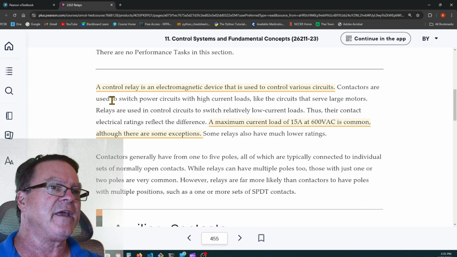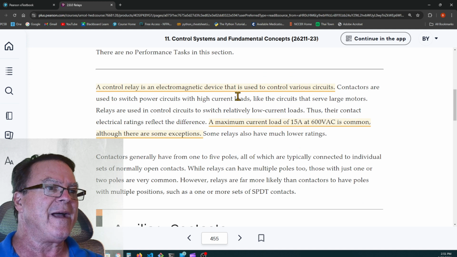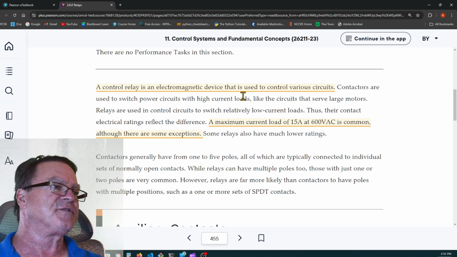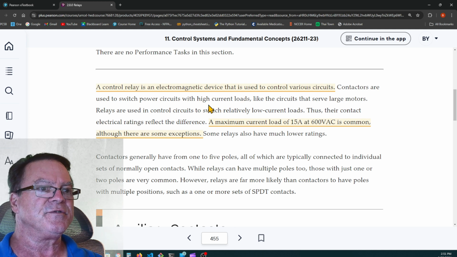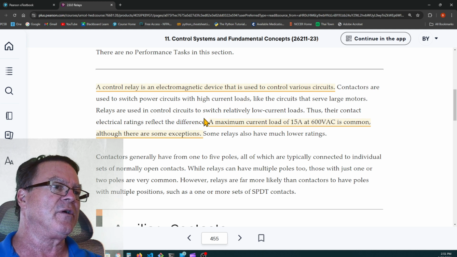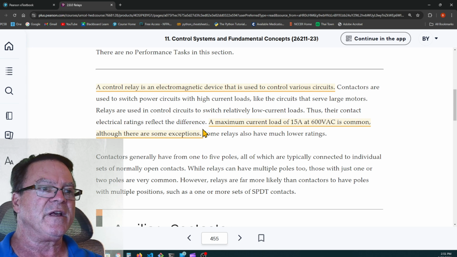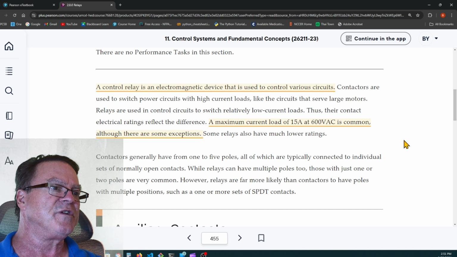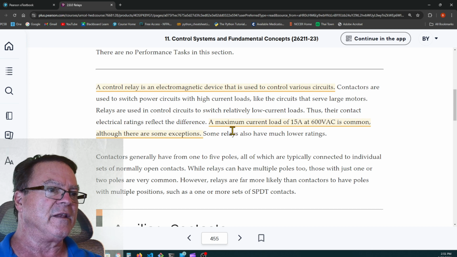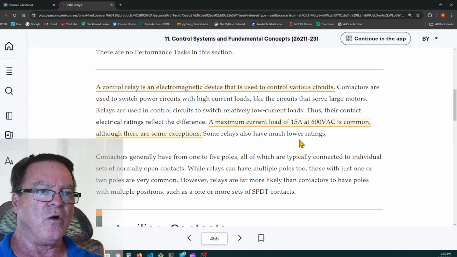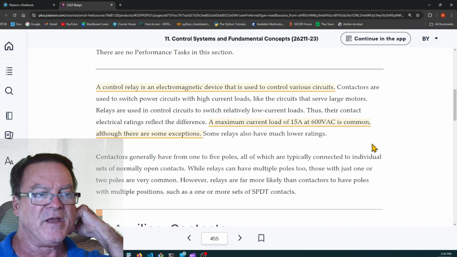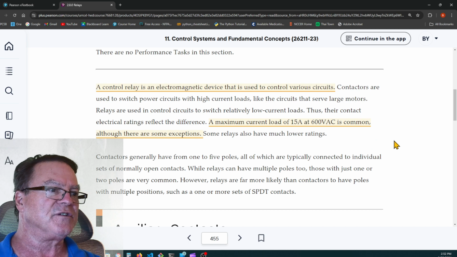Here's a highlight right out of the gate. A control relay is an electromagnetic device that's used to control various circuits. Contactors are used to switch power circuits with high current loads, like the circuits that serve large motors. Relays are used to control circuits to switch relatively low current loads, thus their contact electrical ratings reflect the difference. Here's a highlight. A maximum current load of 15 amps at 600 volts AC is common, although there are some exceptions. Some relays also have much lower ratings.